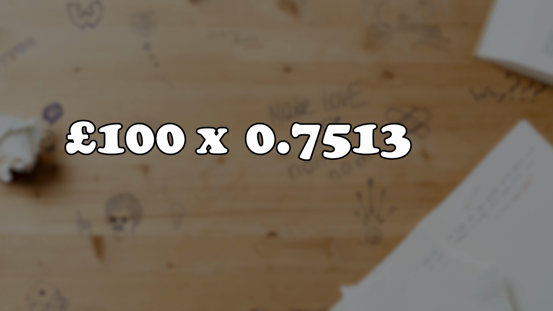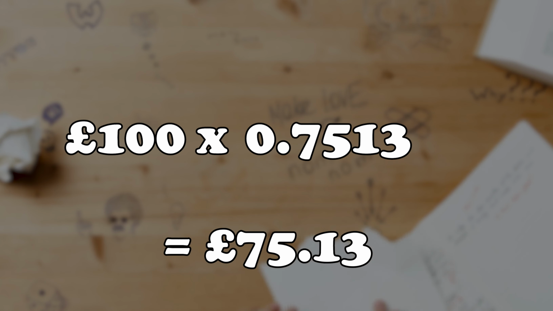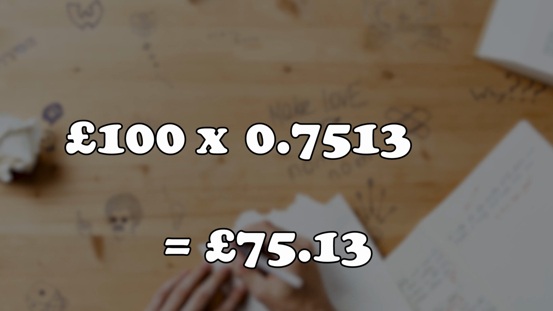Like with compound interest, we now need to multiply that number by the end result, which is the £100. So £100 multiplied by 0.7513 equals £75.13. And that's what you need to invest today to get £100 after 3 years with a 10% yearly return. Or in other words, the present value of £100 deferred at a rate of 10% in 3 years' time is £75.13. See, it wasn't that scary, was it?